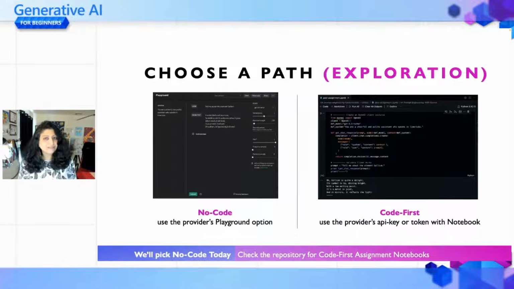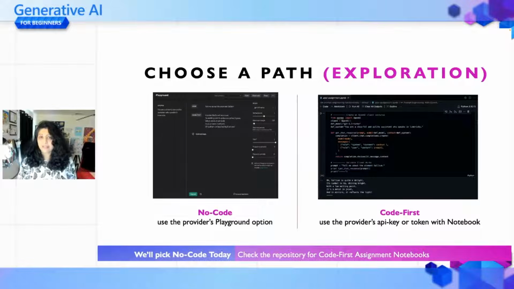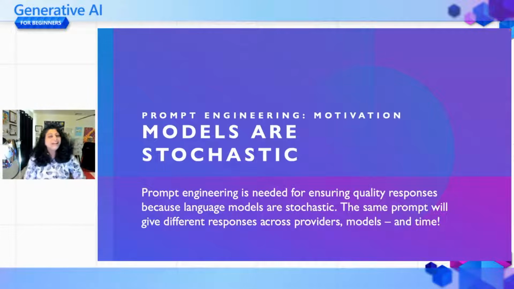Once you picked your model, again, you have 2 choices for trying out exercises on your own. You can go with the no-code option where you don't need to know any code at all. You just go to the sandbox that they provide. Or you can use the notebooks that we've given you that are set up with your credentials, and then you can do interactive programming exercises to learn prompt engineering. Today, we're going to pick the no-code option. So now let's dive in.